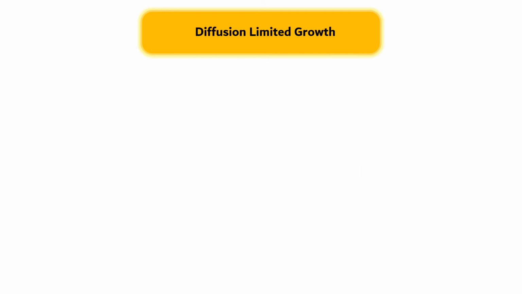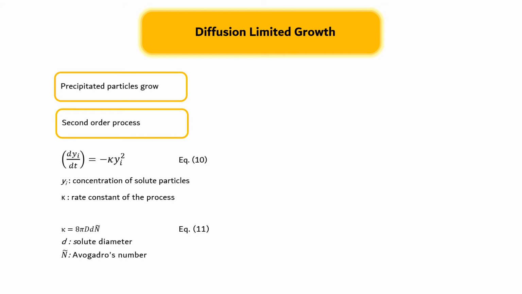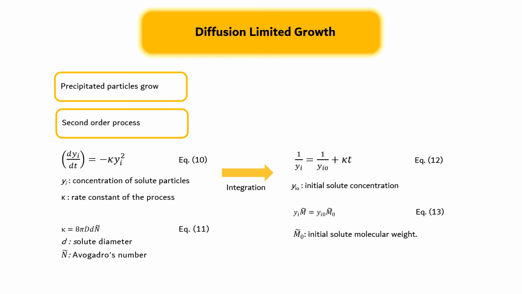Diffusion-limited growth. After nucleation, the precipitated particles grow as dissolved solute diffuses to them from the surrounding solution. This growth is usually found to be a second-order process as shown in equation 10. The rate constant is a function of the diffusion coefficient as shown in equation 11. Equation 10 can be easily integrated to give equation 12. Equation 12 can be rewritten in terms of molecular weight by using a mass balance as shown in equation 13. Combining equation 12 and equation 13 results in equation 14.